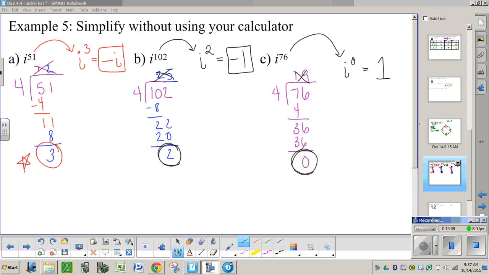All right, how'd you do? Did you come up with an answer of 1? Anytime you come across i raised to any power, if it happens to be a multiple of 4, your answer is always going to come down to 1, because 4 is going to divide evenly into that multiple, giving you a remainder of 0 every time.